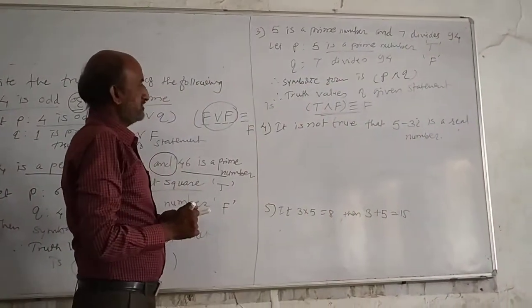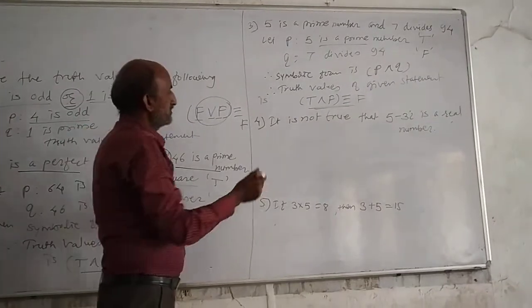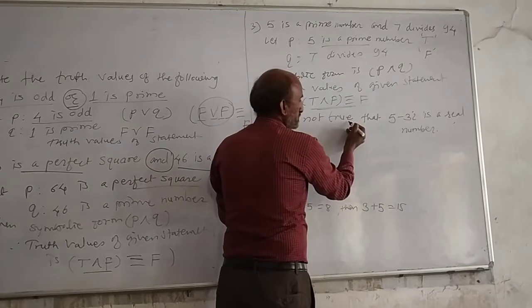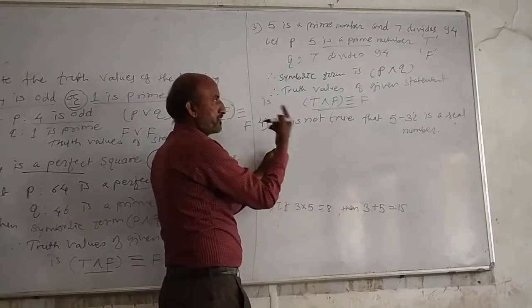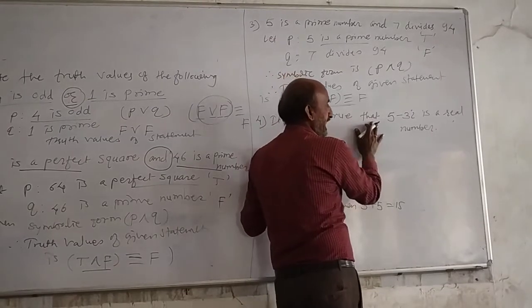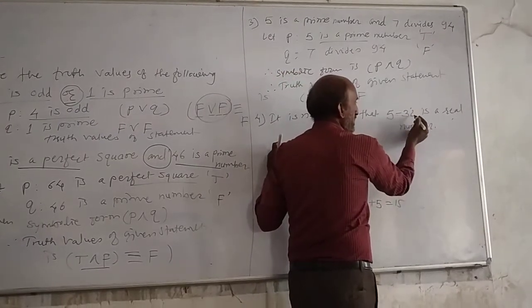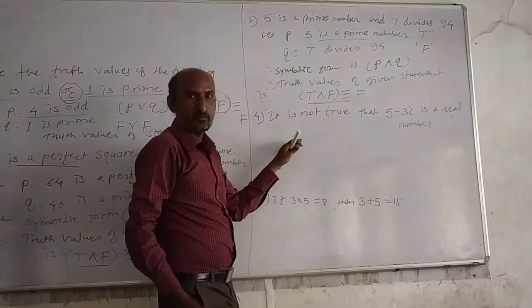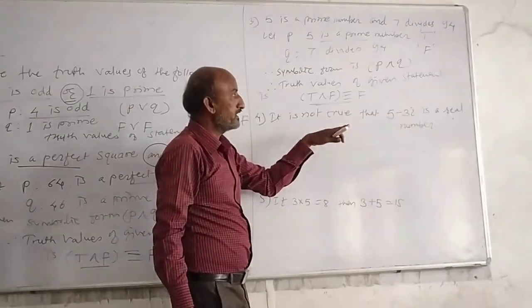And again take one more example. It is not a true, see, this is different from the other. It is not true that 5 minus 3i is a real number.